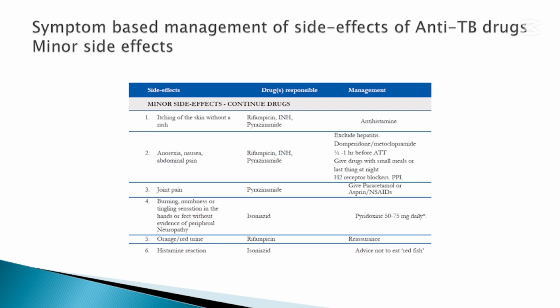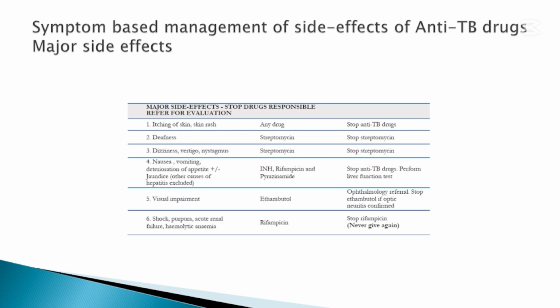Burning, numbness or tingling sensation of the hands or feet without evidence of peripheral neuropathy could be due to INH. You can treat the patient with pyridoxine 50 to 75 milligrams per day. However, this should be given 12 hours apart from the anti-TB drugs. Orange or red color discoloration of urine or maybe sweat could be due to rifampicin. It's just reassurance. Histamine reaction occurs due to INH. We have to advise the patient when we start ATT not to eat red fish such as tuna, kelawalla and mackerels.